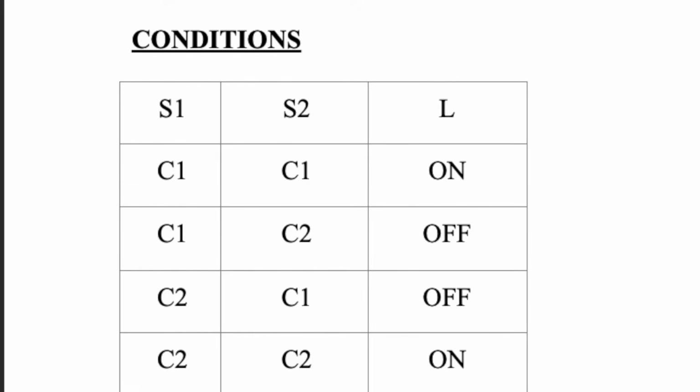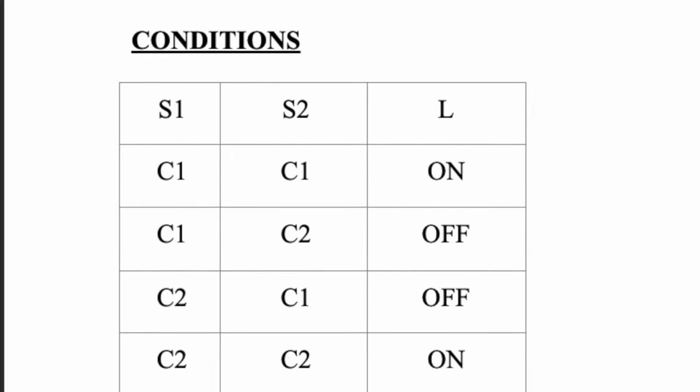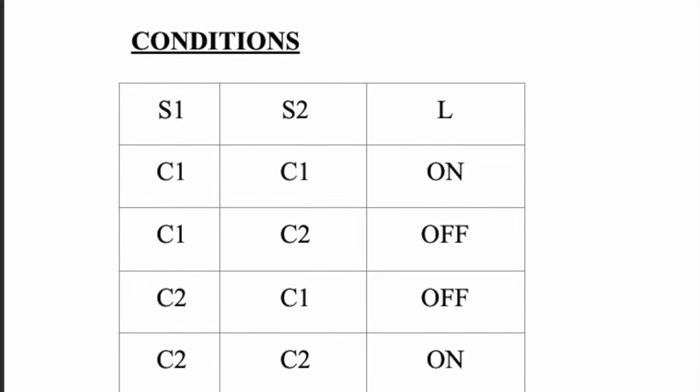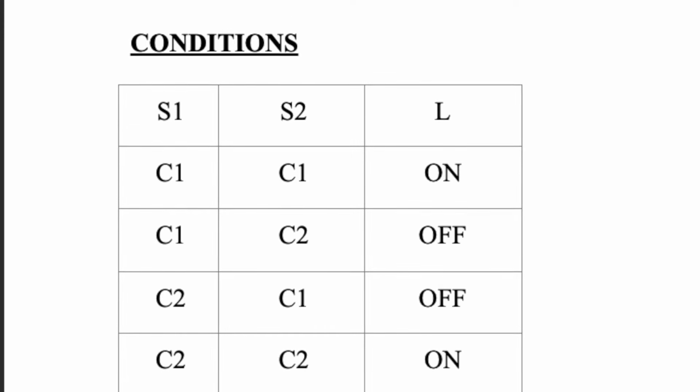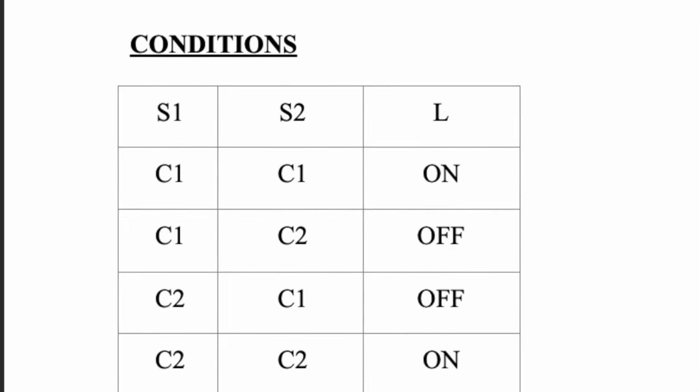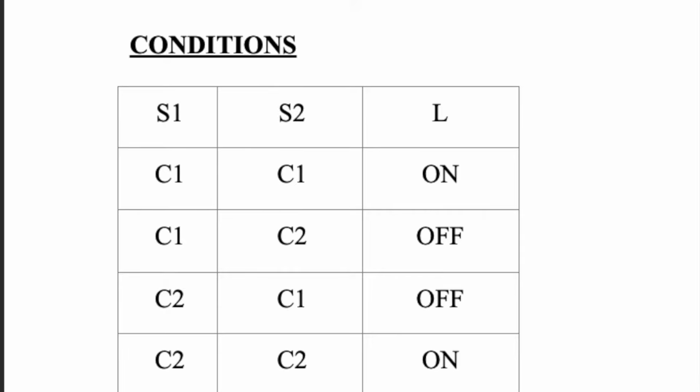Now we'll see the condition table. There is a logic required to wire up the circuit. We have three components: two switches S1 and S2, and the lamp L. As I said earlier, C1 means the common point and terminal 1 of the SPDT switch get connected, and C2 means the common point of the switch gets connected to terminal 2.